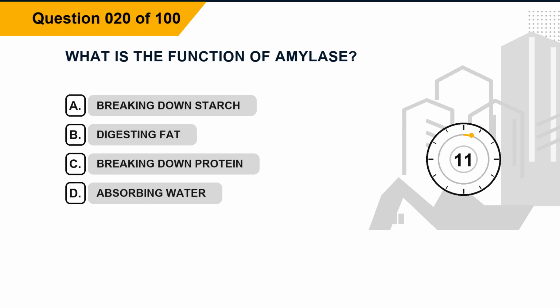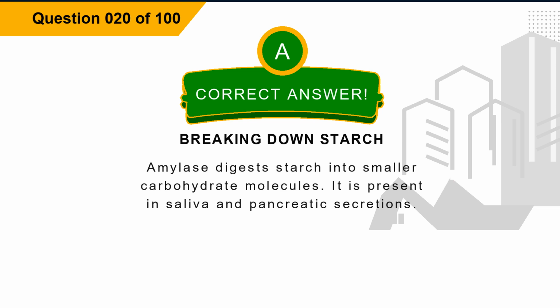Question 20. What is the function of amylase? Option A, breaking down starch. Option B, digesting fat. Option C, breaking down protein. Option D, absorbing water. The correct answer is option A, breaking down starch.